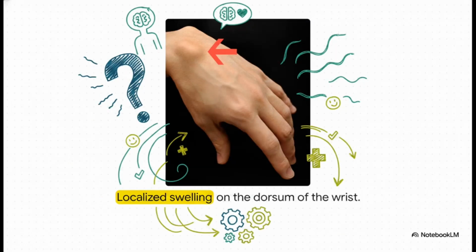Picture this. A patient walks in, and they've just discovered this distinct, prominent lump right on the back of their wrist. Naturally, they might be panicking a bit. What exactly is it? Is it dangerous? And more importantly, what's our clinical game plan? Well, as you'll see, the answers are both reassuring and highly intriguing.